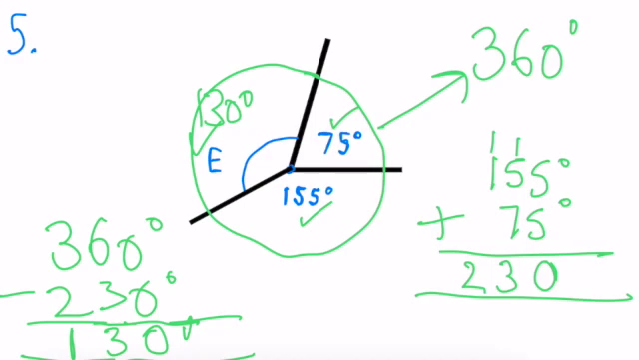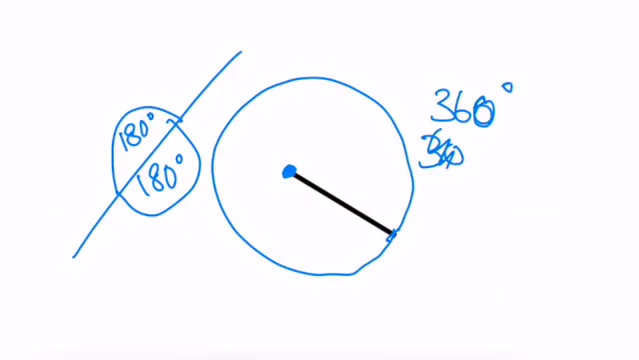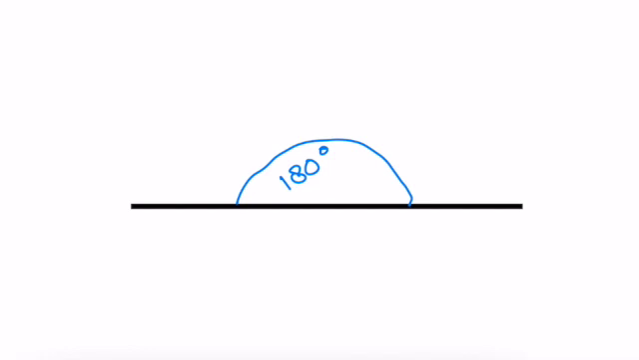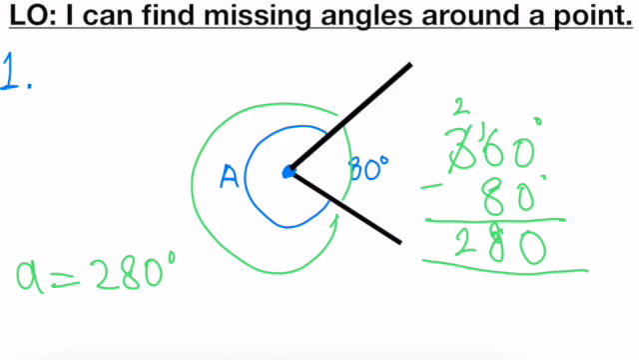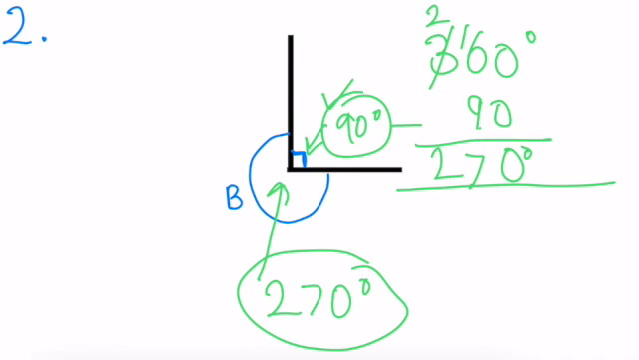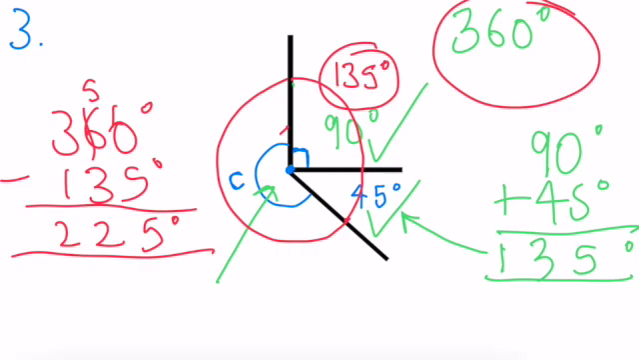Right, so that's it. That's the only 5 questions today. The key thing that you need to remember is that a straight line is 180 degrees. A full turn all the way around is 360. And that if you are given one angle and you subtract it from 360, that's the missing angle. And in some cases, you have to add 2 together and then take it away from 360.